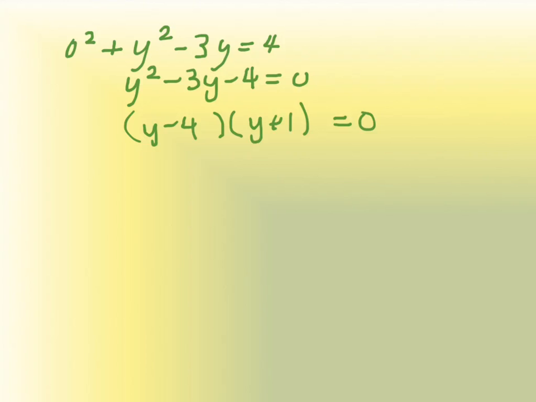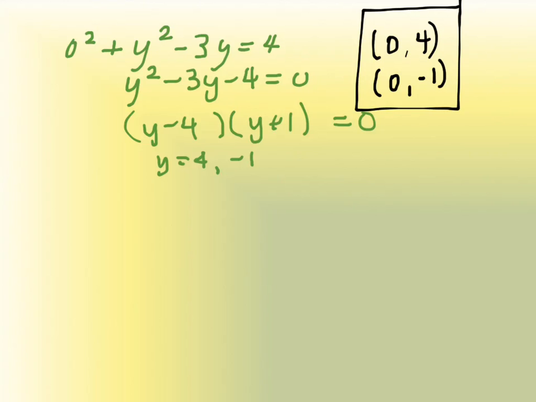y minus 4 and y plus 1, which means that the y values are what? 4 and negative 1. So the locations for the tangent lines are at x equals 0, y equals 4, and x equals 0, y equals negative 1. There are two locations of horizontal tangent lines, both when x is equal to 0. That does at least tell us this is not a function of y in terms of x, because there are two x values with two different y values.